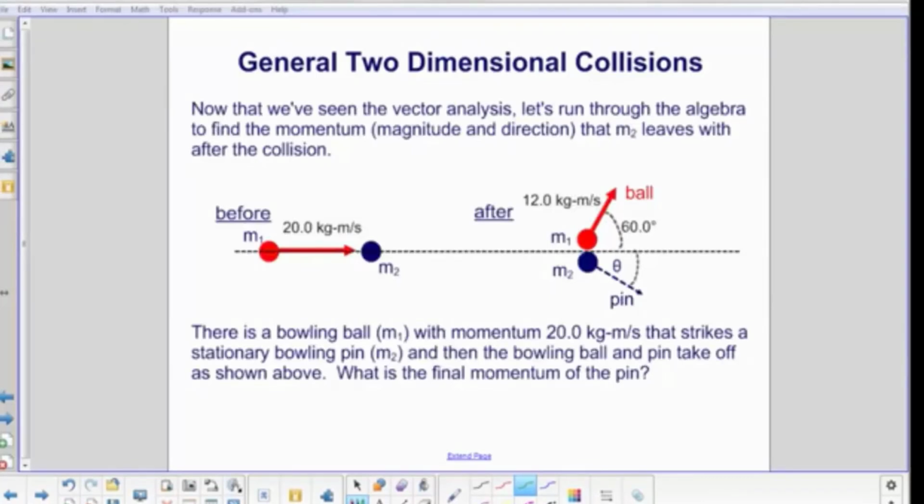Let's switch from vector analysis to some algebra to find the momentum, which is the magnitude and direction that m2, which is the bowling pin, leaves with after the collision. So here's the problem statement. You have a momentum here of m1, and then you have the momentum of m1 after the collision, and the angle it takes off with respect to the x-axis. The nice thing here is we don't have to worry about the masses because we're just calculating momentum, and the problem is to find the final momentum of the pin.